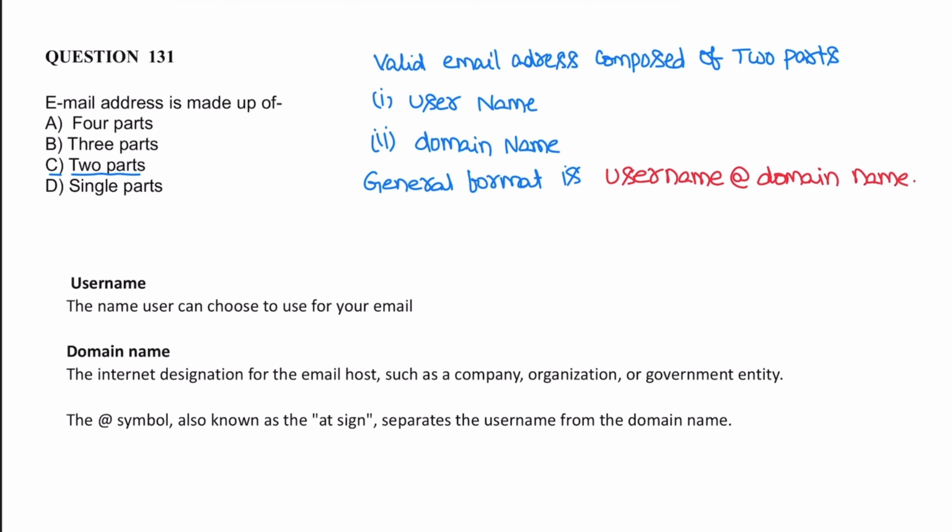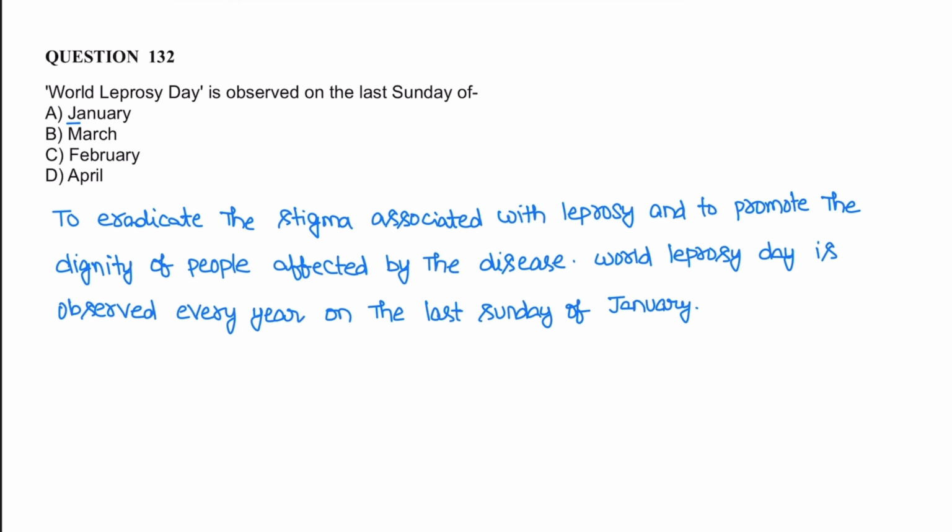Next question. World Leprosy Day is observed on the last Sunday of January. Correct option is A. To eradicate stigma associated with leprosy and to promote the dignity of people affected by this disease, World Leprosy Day is observed every year on the last Sunday of January. Correct option A. Next question.